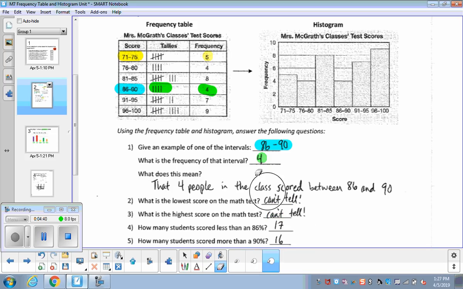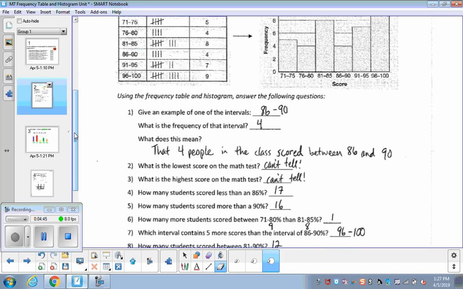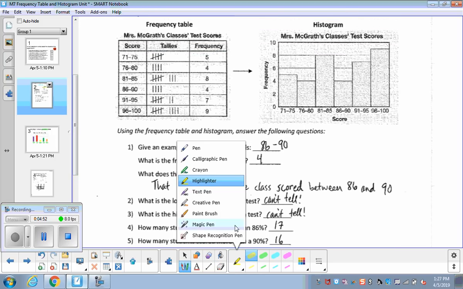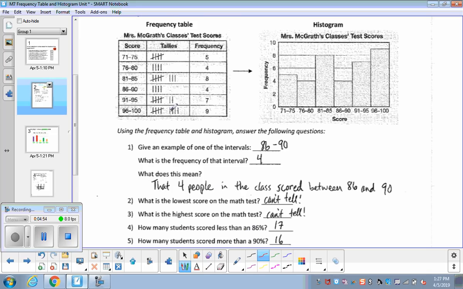All right, now we're moving on, and now let's take a look at question 4. So for question 4, it asks, how many students scored less than an 86%? So let's look, and we can find the answer in both places. Less than an 86 is going to be above that red line. Less than an 86 is going to be below this red line.